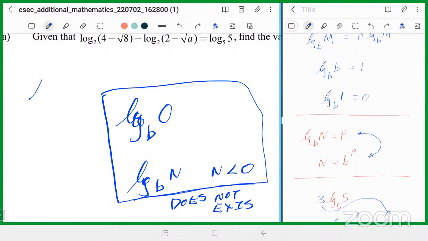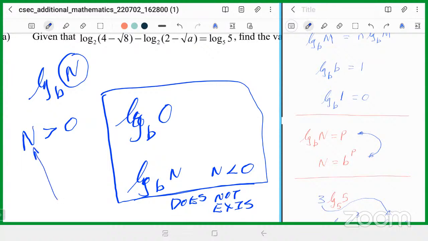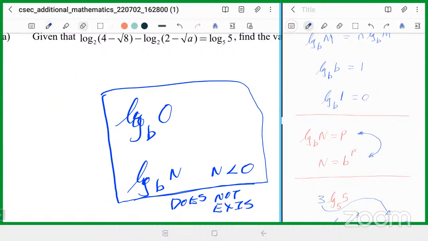So when you write the log to a base of a number, the number has to be greater than 0. So if you solve a logs equation and you get a value that is causing this to be negative, you cannot accept it. Because the n in the logs cannot be 0 and it cannot be negative. The n has to be greater than 0. You can only find the log of a positive number. That is assuming that the base is positive. All right, let's continue.